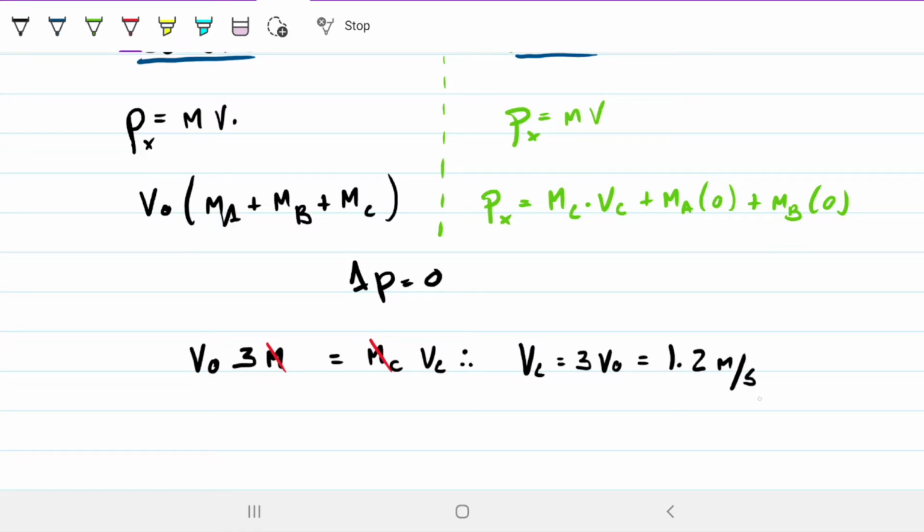So that is very straightforward and easy to do. Yep. Cool. So that's velocity VC. That's one of the answers we're looking for.